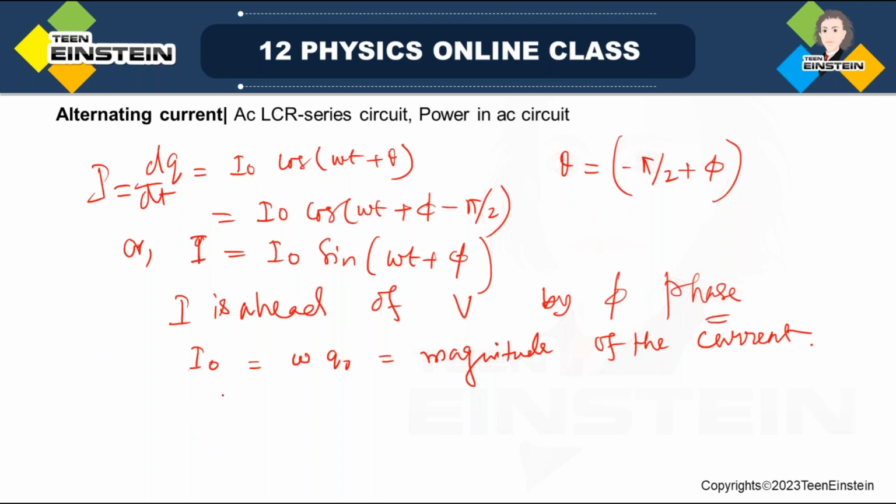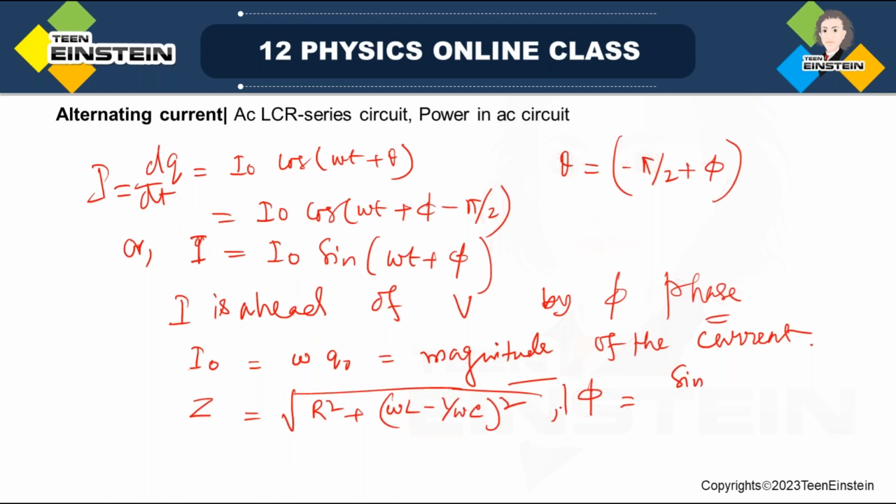All right, so we have got this. Now what is this impedance? Impedance is actually Z, which is the square root of R square plus omega L minus 1 over omega C whole square. And phi is how much? We have cos phi and sin phi, so tan phi is equal to sin phi by cos phi, right?